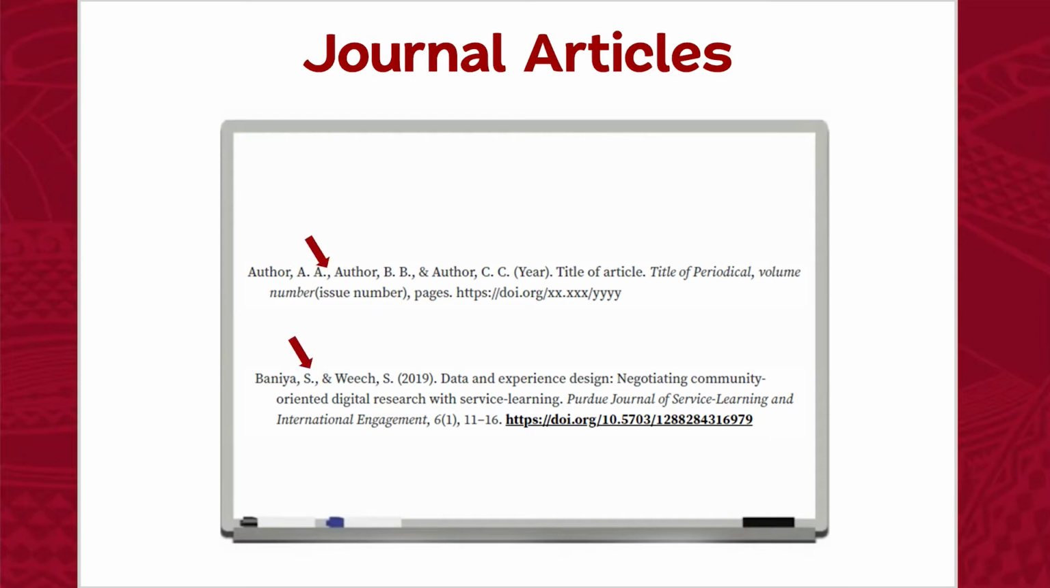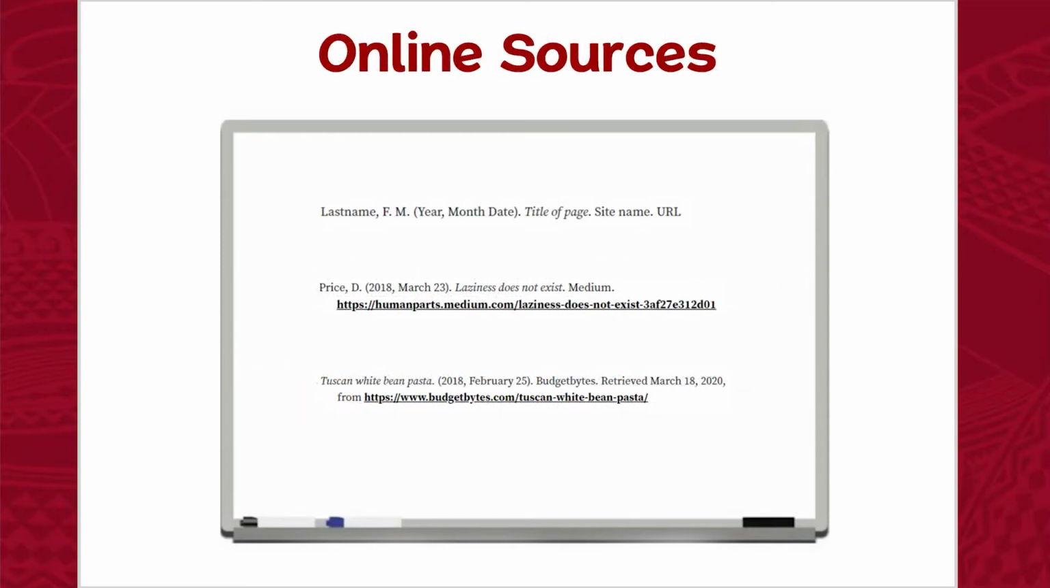Let's look at how to do a citation for one more type of source: online sources. For online sources, begin with the author's name and most recent date of update in parentheses. After that comes the title of the page, site name, and URL. If the online source doesn't have an author name listed, move the title of the page before the parentheses and continue as usual.